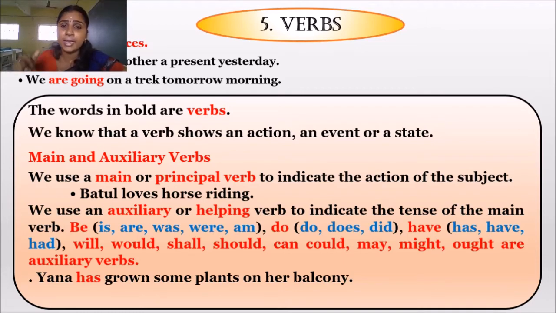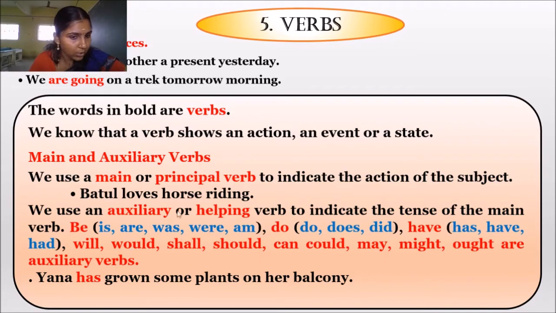For example, I am going. Going is a main verb. It is an action, the nature of the action. But in some sentences, if you want to say, I will be going today, that be is an auxiliary verb. So this auxiliary verb and the main verb going join and give a correct sentence. I going today, it will not come, no. I will be going today. So that helping verb be helps the main verb going.